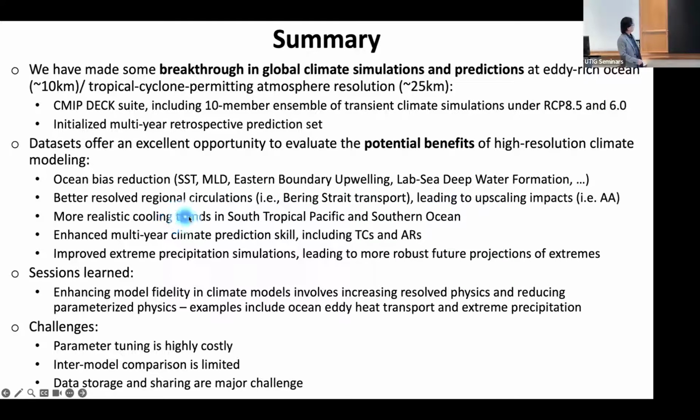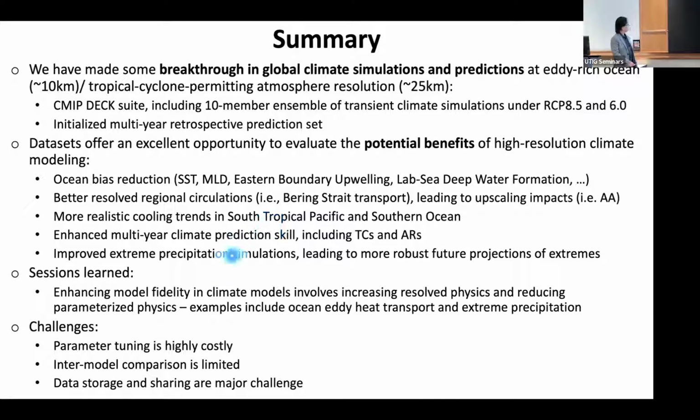And then I also mentioned this cooling trend in the Southern Ocean, and we believe this may be related to the ocean heat transport issues. That's the current hypothesis we have. And when we evaluate the high resolution decadal prediction, we actually see useful skill even in predicting atmospheric rivers and the TCs, which I don't have time to show today. And finally, I showed you one example, the improvement we're getting in extreme precipitation. We see some really encouraging improvements.